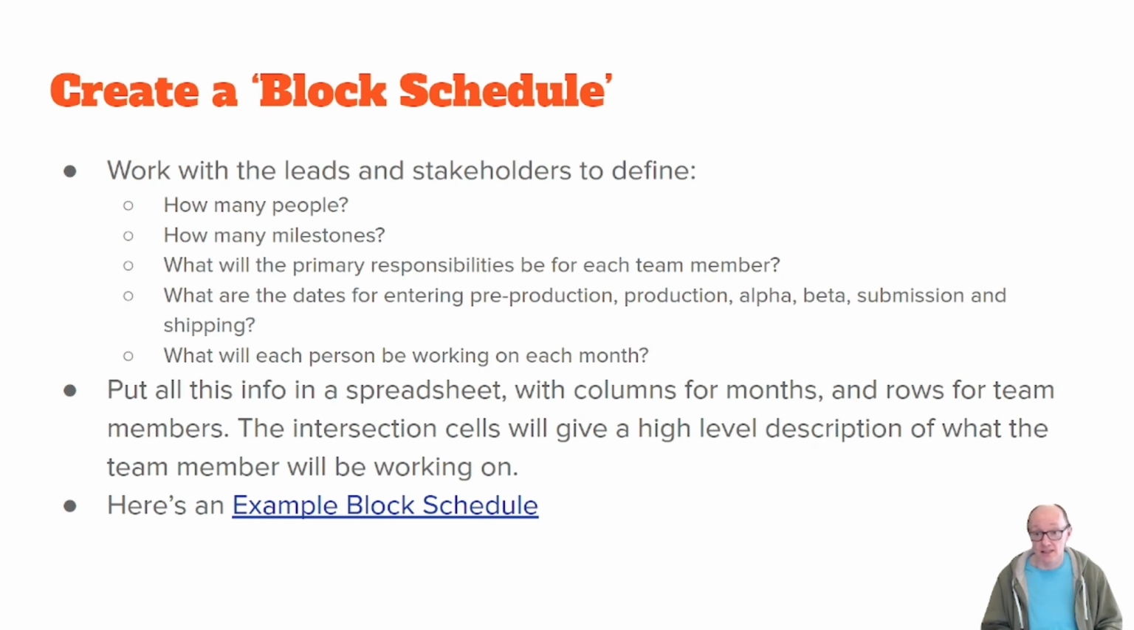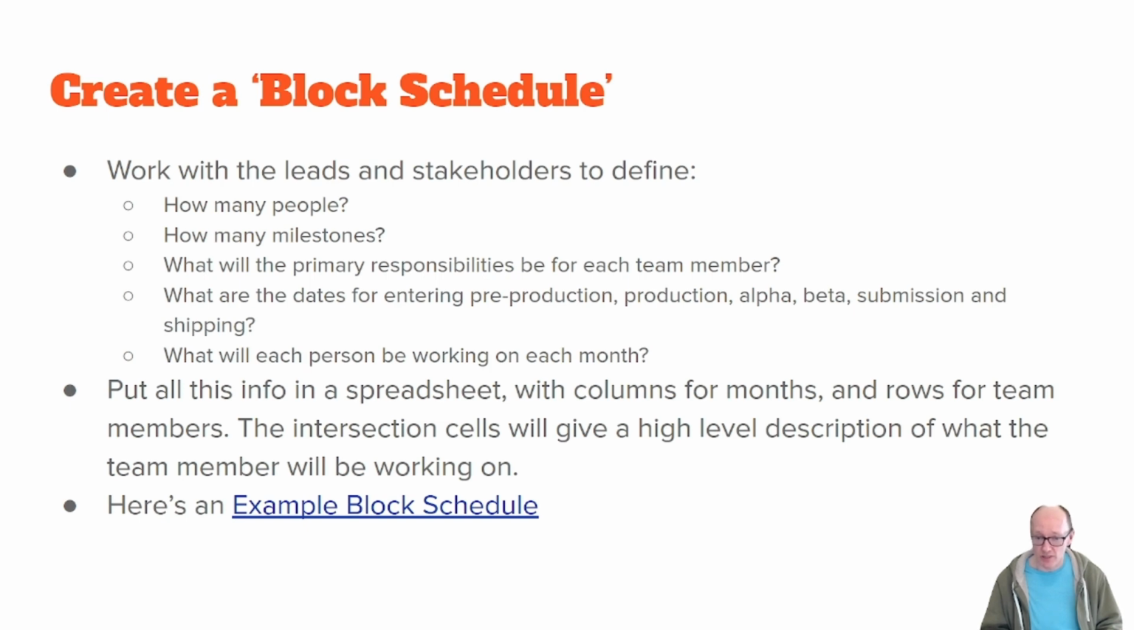Next, I like to create a block schedule. For this, you work with the leads and stakeholders. By stakeholders, I mean higher ups, the people that are paying for the thing, or maybe the studio manager or something like that, or the clients that are asking you to build the game. And you define how many people are we going to have on this? How many milestones are we going to have? I like to think in milestones that are 4 weeks long, but this can vary a bit. Monthly or 4 weeks is pretty common.